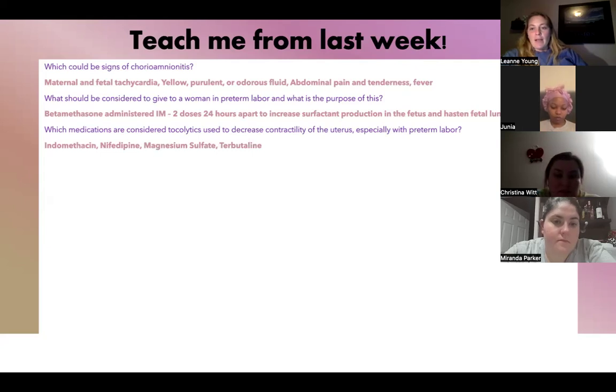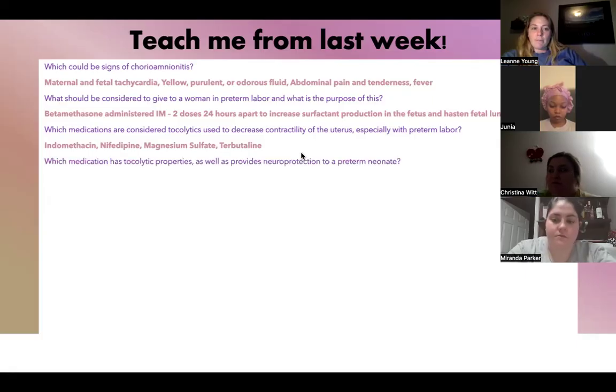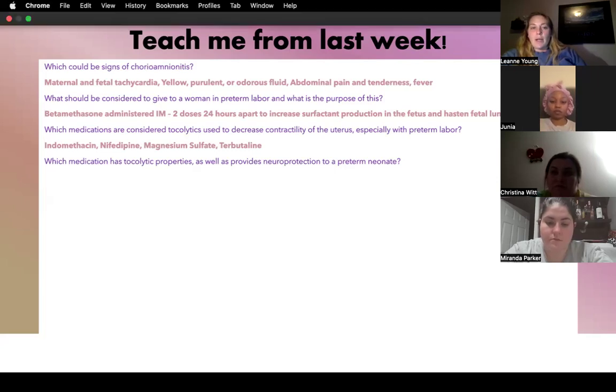Okay, so we know magnesium we typically will give to prevent seizures in preeclamptic patients. However, magnesium is also a relaxant, right? So it can also do the job of relaxing that uterus and preventing as many contractions. That's not the primary reason why we're going to use magnesium, but it also can do that at the same time. Terbutaline is another one that we will give. It's a relaxant that will help decrease uterine contractility and help prevent moms from having too many contractions too early. Which medication has tocolytic properties as well as provides neuroprotection to a preterm neonate?